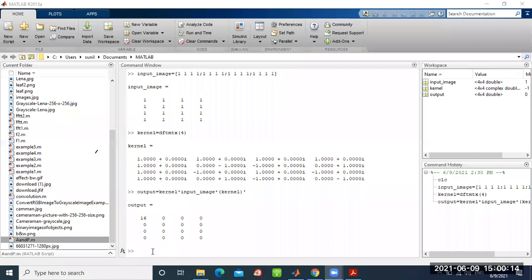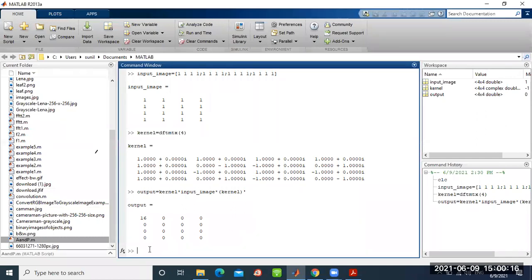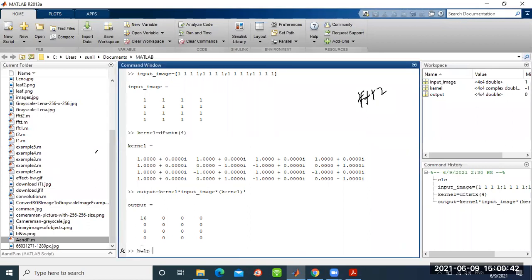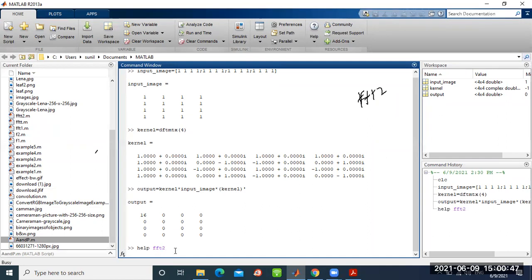Okay, so let's move on to the next program. Okay, so now Matlab is having a built-in function. So instead of writing all these things, Matlab is having a built-in function which is called FFT2. Okay, क्या है built-in function of FFT2? Now you can check here in the Matlab. So if I write here help FFT2, I can see what is displayed.